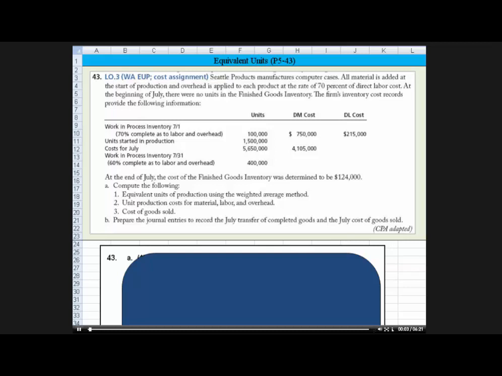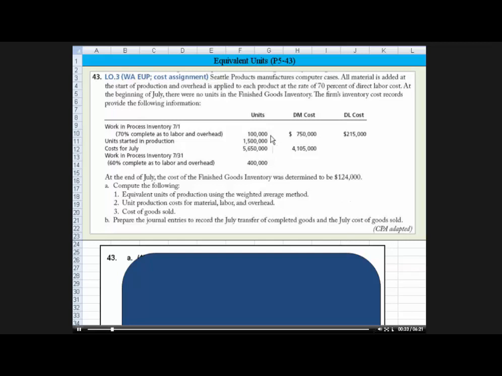Let's take a look at this equivalent units problem, which is problem 5-43. Seattle Products manufactures computer cases. All material is added at the start of production, and overhead is applied to each product at the rate of 70% of direct labor cost. At the beginning of July, there were no units in finished goods inventory, and the firm's inventory cost records provided the following information. And we have all this information here.